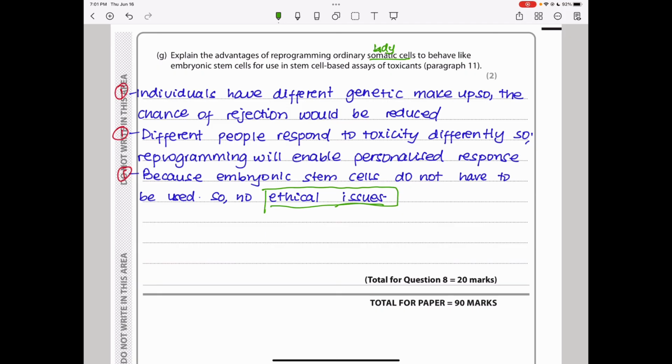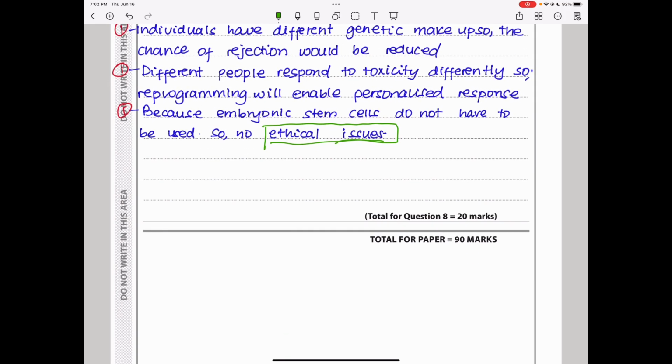This brings us to the end of this paper, the January 2022 Unit 5 Biology for Pearson Edexcel.